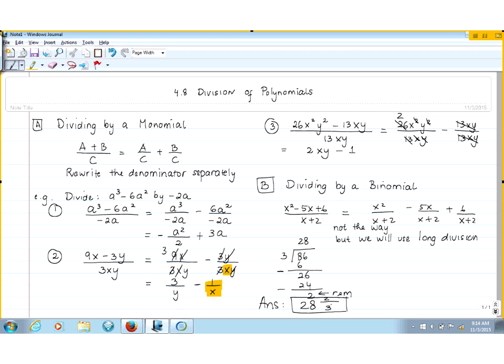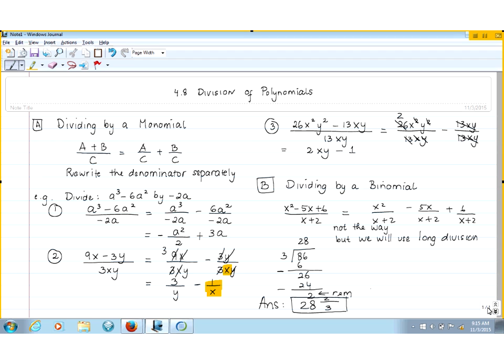So 28 divided by 3, remember that? Everybody knows how to do this long division? Okay. So now we will do this using long division. Let's see how it looks.